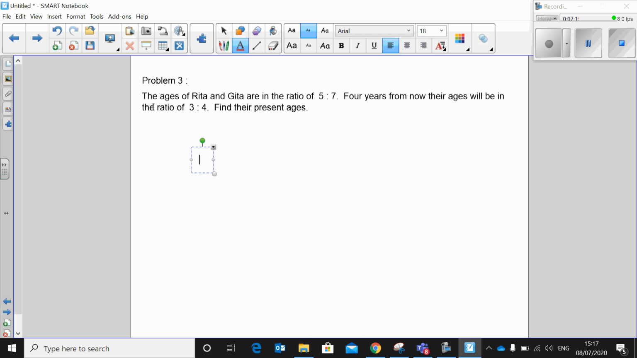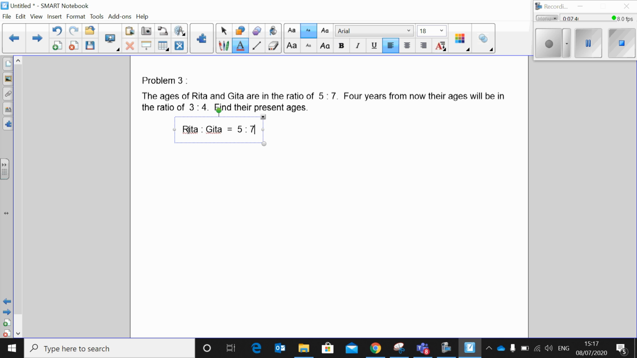Next one. The ages of Rita and Geeta are in the ratio 5:7. 4 years from now, their ages will be in the ratio of 3:4. Find the present ages. So we are talking about the ages of two persons, Rita and Geeta. Their ages are in 5:7 ratio. So let us think about the first one. Rita's and Geeta's ages are in the ratio of 5:7.